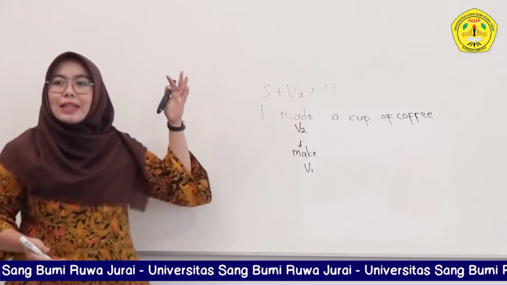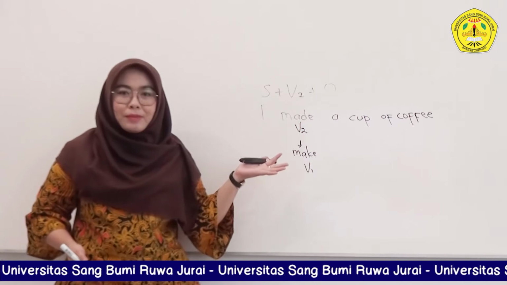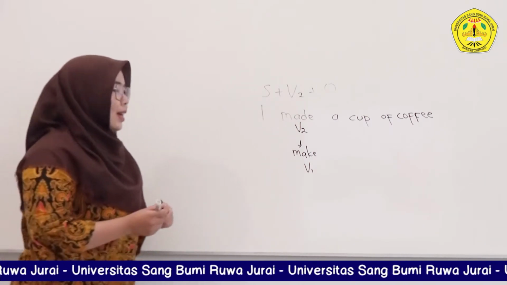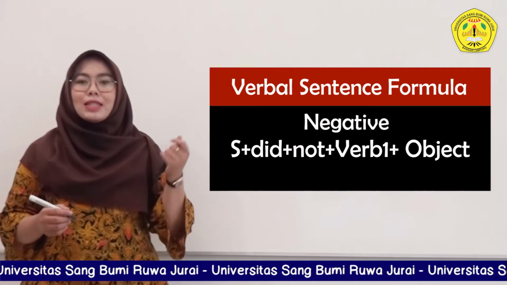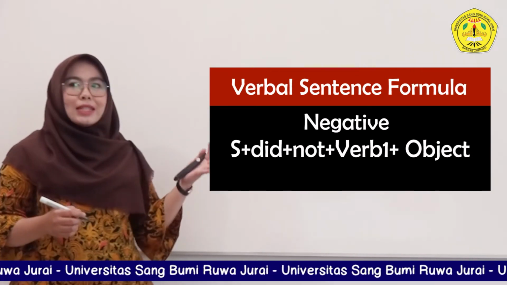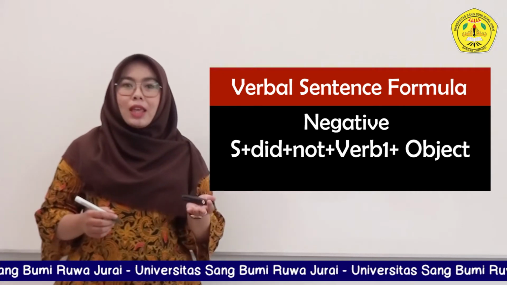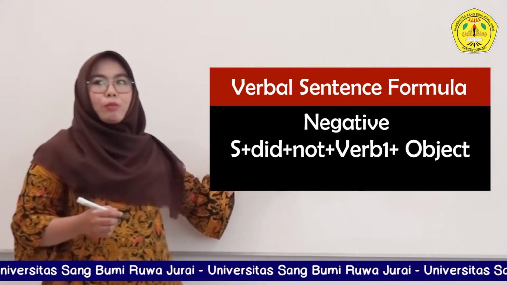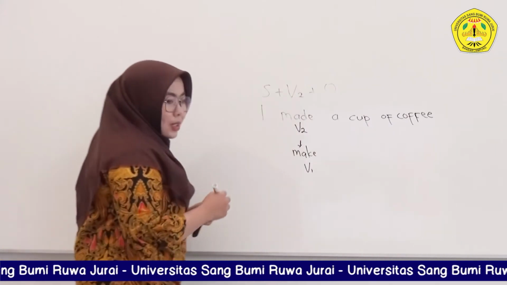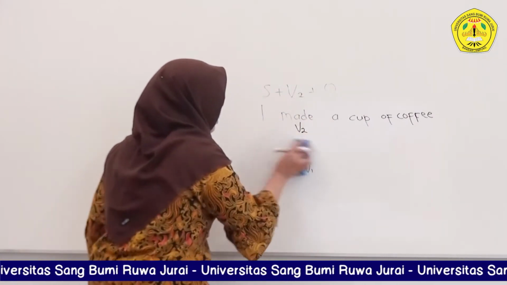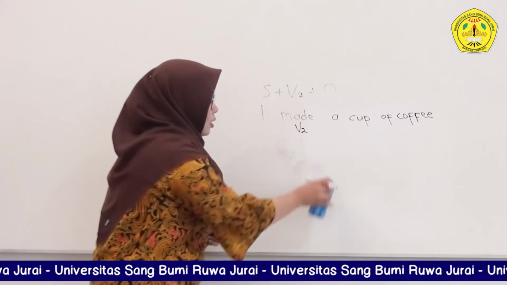How to change this sentence to become negative? Okay, how to change it? You will also see on the slide, the negative one is subject plus did plus not. And then we will change the verb to become verb 1 plus object. Okay, how to make the sentence? Here we go. We will see.